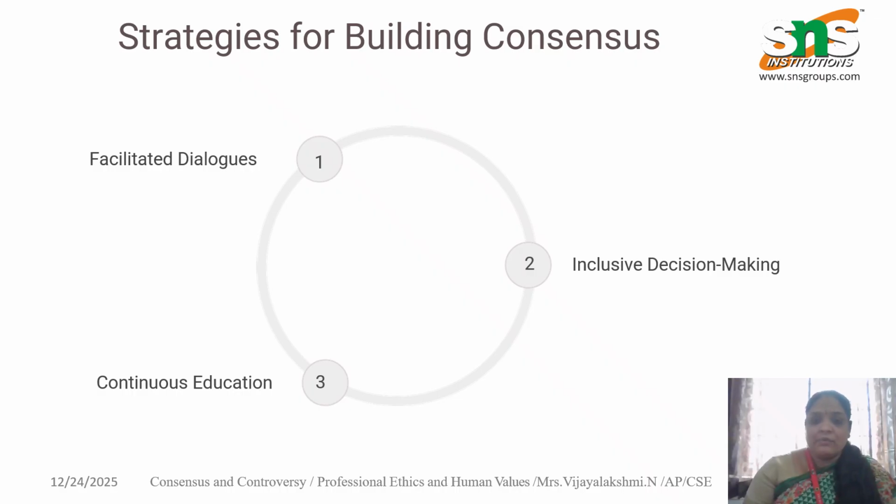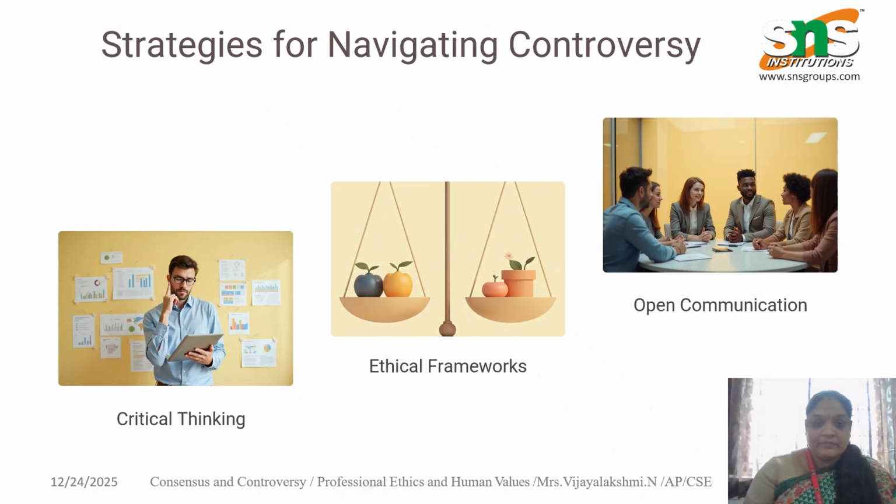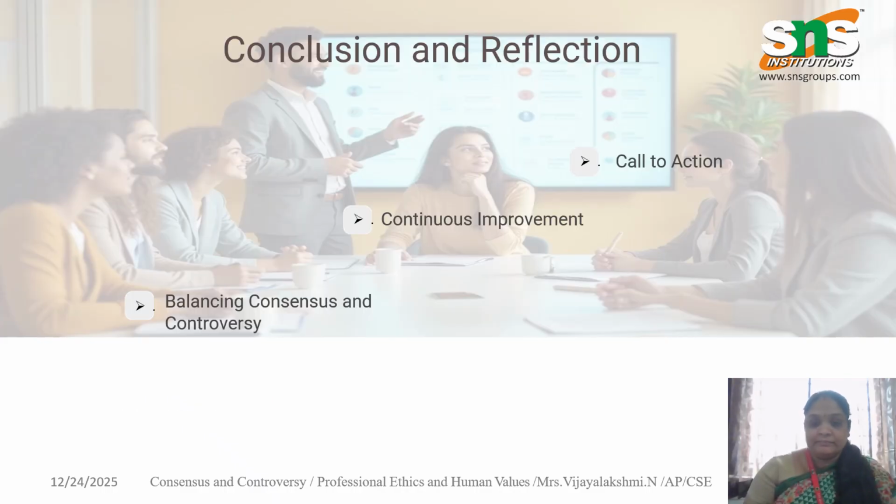What are the strategies for building consensus? Facilitated dialogues, inclusive decision making, and continuous education are needed for consensus. And strategies for navigating controversy: if you have decided to take the decision as controversy, you have to use critical thinking, and the point which you put forth should be very valid. Then an ethical framework, and the last one is open communication, where we can have an open discussion with other people.